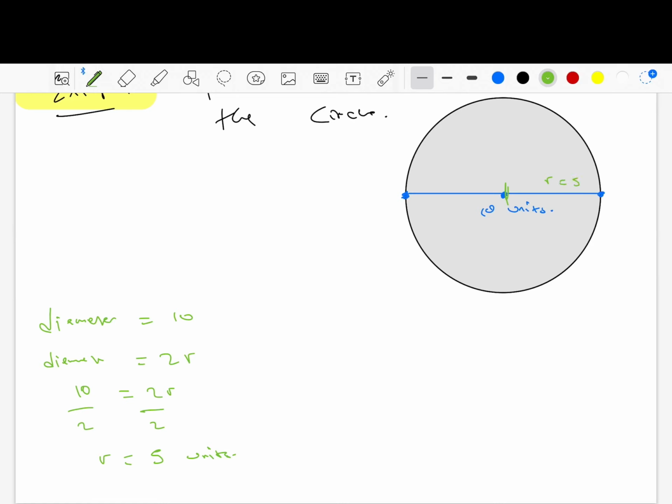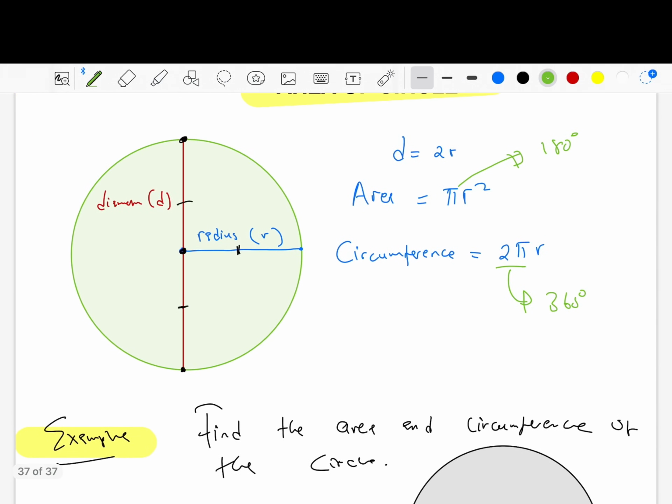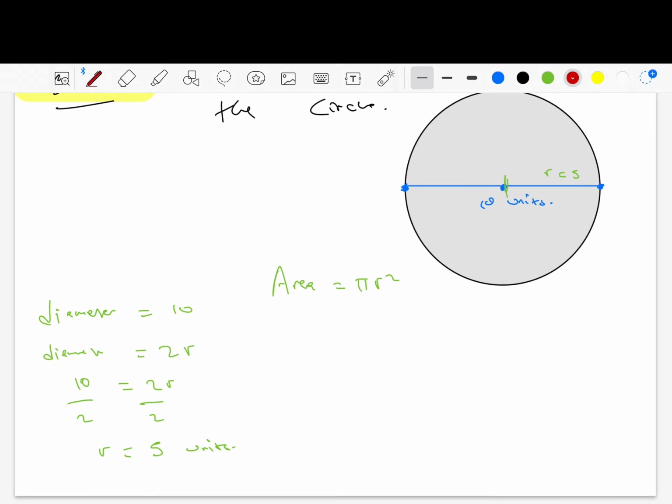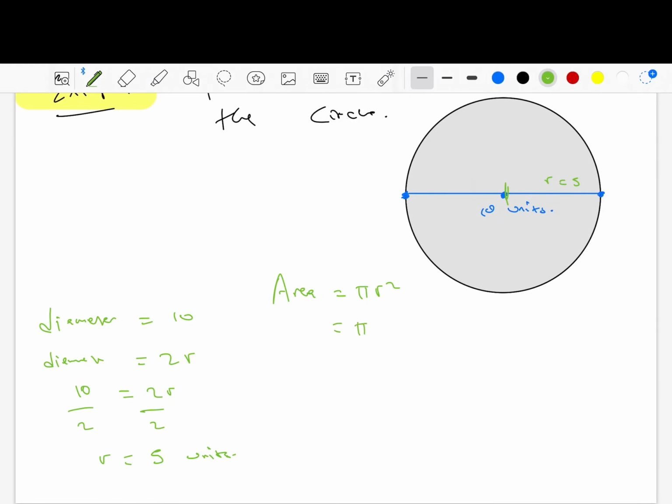Now from here we can find the area, because the area depends on the radius. The area is pi r squared. That's the formula of the area. So we have pi times r squared, and r is 5 units. 5 squared is 25. Therefore, this is going to be 25 pi. Make sense? Great, that's your area. The area of this circle is 25 pi.